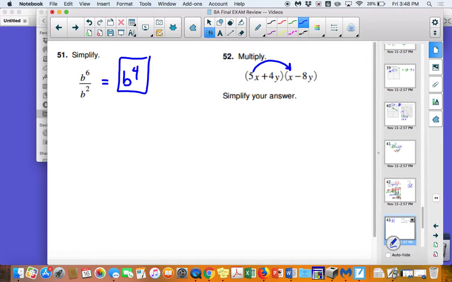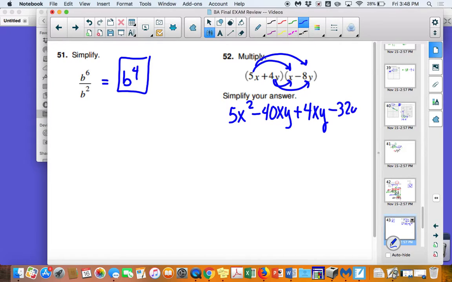So you're going to distribute. 5x times x is 5x squared. 5x times a negative 8y is a negative 40xy. Just go ABC order. And then when we multiply here, we're going to say plus 4, and again, ABC order, xy. And then when we multiply, it's going to be negative 32y squared. Now, we do need to put our like terms together, and we will be done. So let's put these two together, our xy's. Nobody goes with 5x squared. Those two give me a negative 36xy.